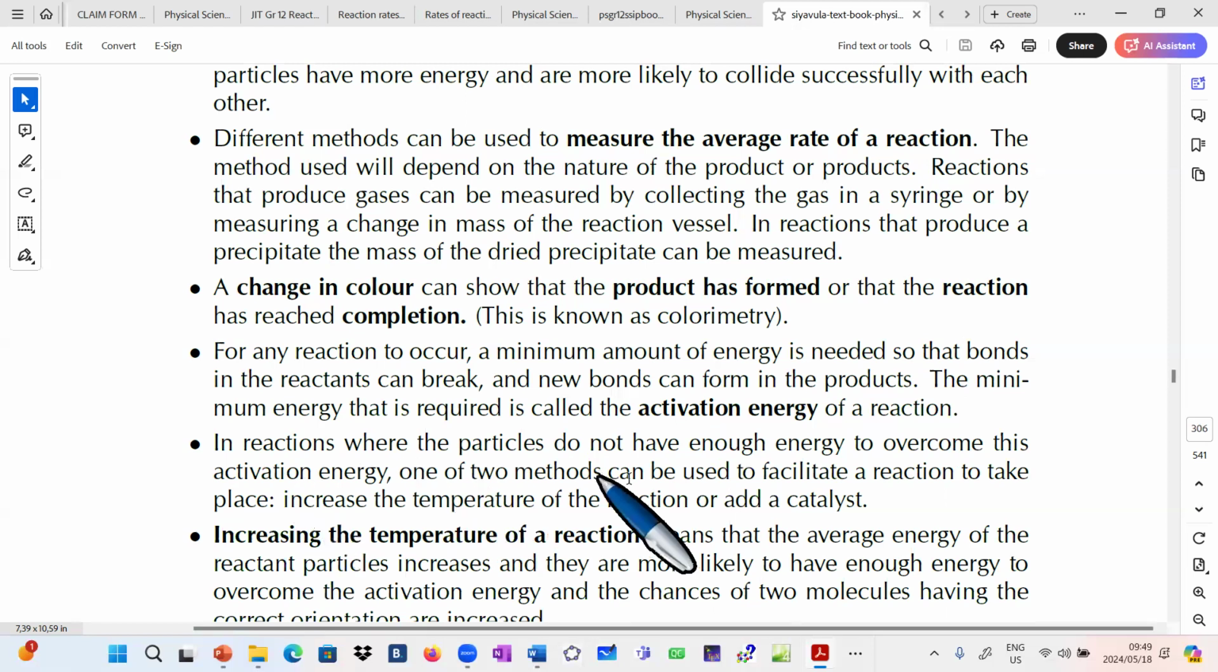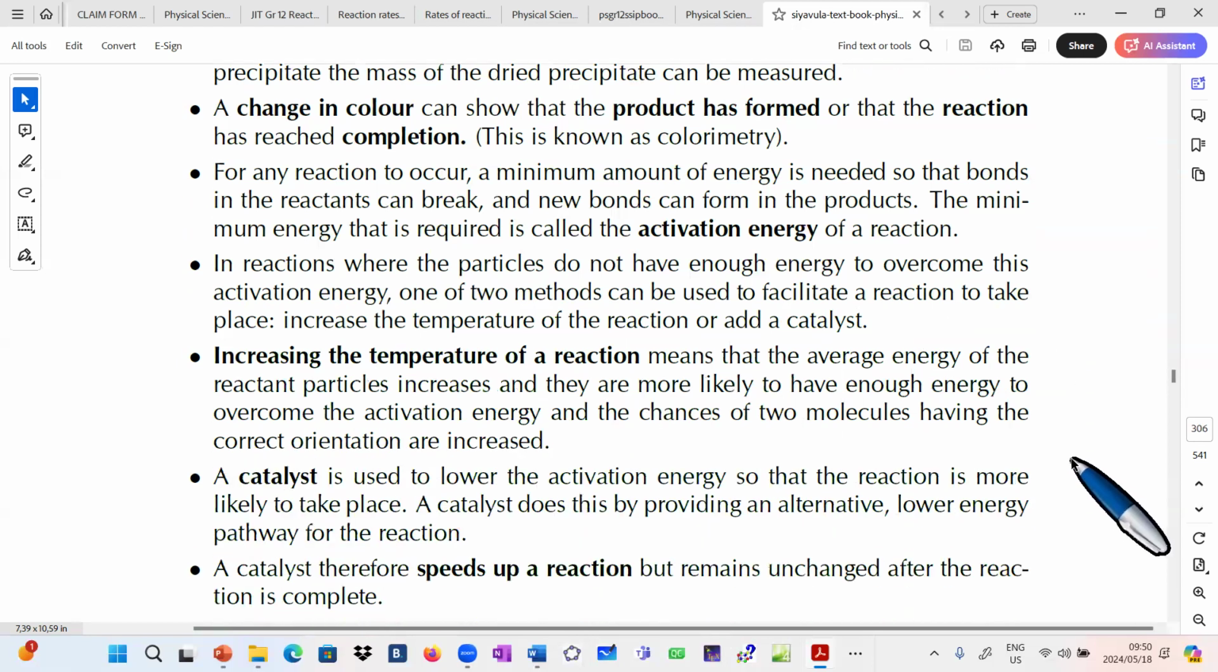In reactions where the particles do not have enough energy to overcome this activation energy, one of two methods can be used to facilitate a reaction to take place: increase the temperature of the reaction or add a catalyst. So sometimes in reactions where the particles do not have enough energy to overcome this activation energy, there are some reactions with very small activation energy. So what happens there if the reaction is not taking place? We have the reactants there, but nothing is happening. One of two methods to be used to facilitate a reaction to take place: you increase the temperature of the reaction or you add a catalyst.